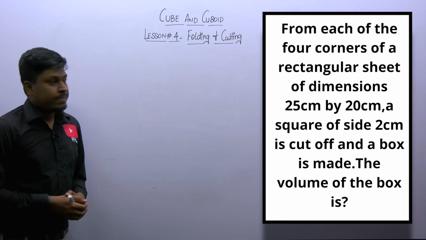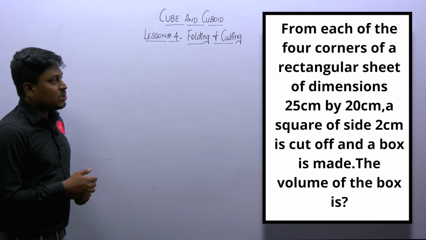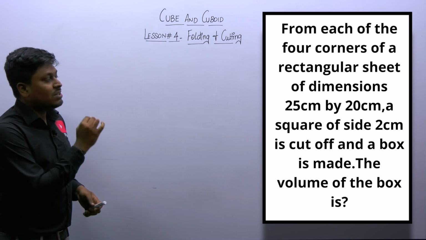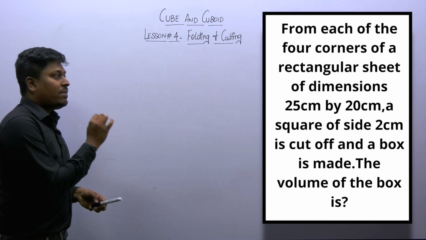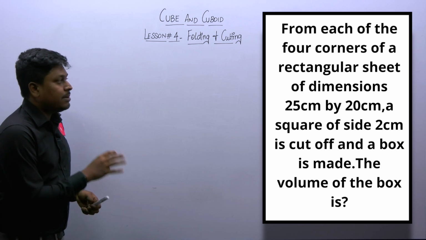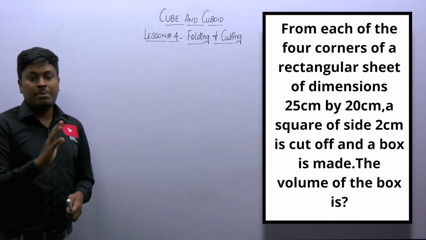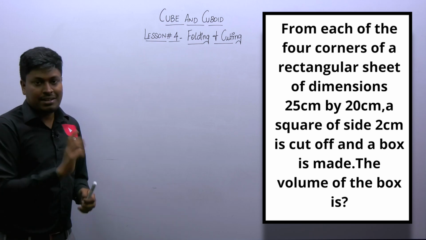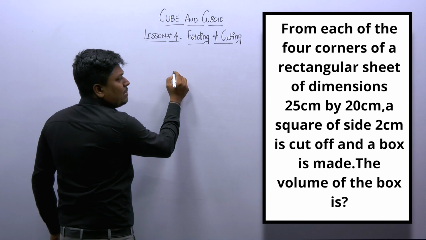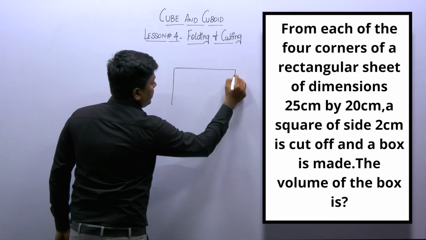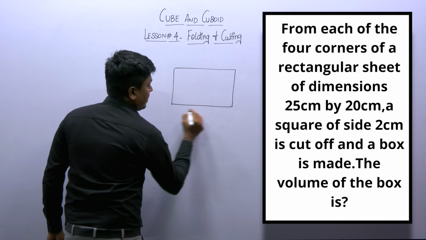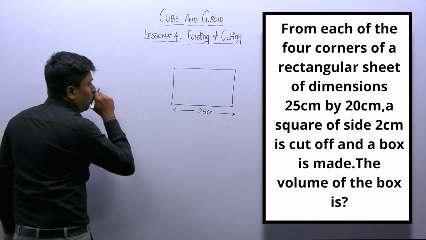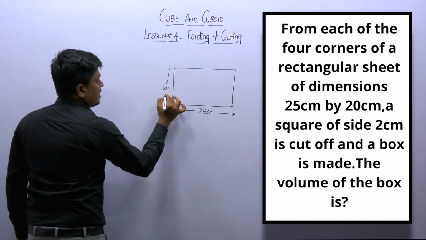Question number 2. From each of 4 corners of a rectangular sheet of dimension 25 centimeter cross 20 centimeter, a square of side 2 centimeter is cut off and a box is made. So find the volume of the box. So friends, similar concept. First they have given a rectangular sheet, and that sheet's length is how much centimeter? 25 centimeter by 20 centimeter. So we can say the length will be 25 centimeter, and the breadth will be 20 centimeter.